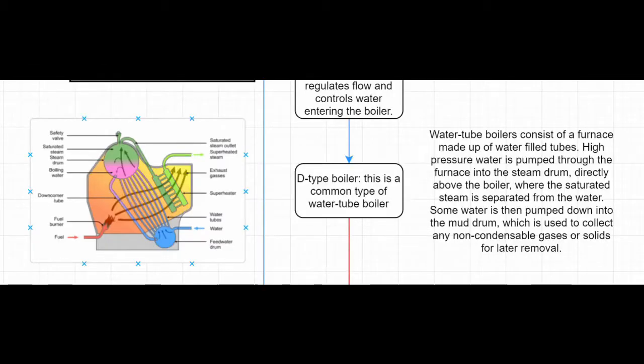The boilers at the Spring Creek Power Plant are D-type boilers, which are a common type of water tube boiler. Water tube boilers consist of a furnace made up of water-filled tubes. High-pressure water is pumped through the furnace into the steam drum, directly above the boiler, where the saturated steam is separated from the water. Some water is then pumped down into the mud drum, which is used to collect any non-condensable gases or solids for later removal.